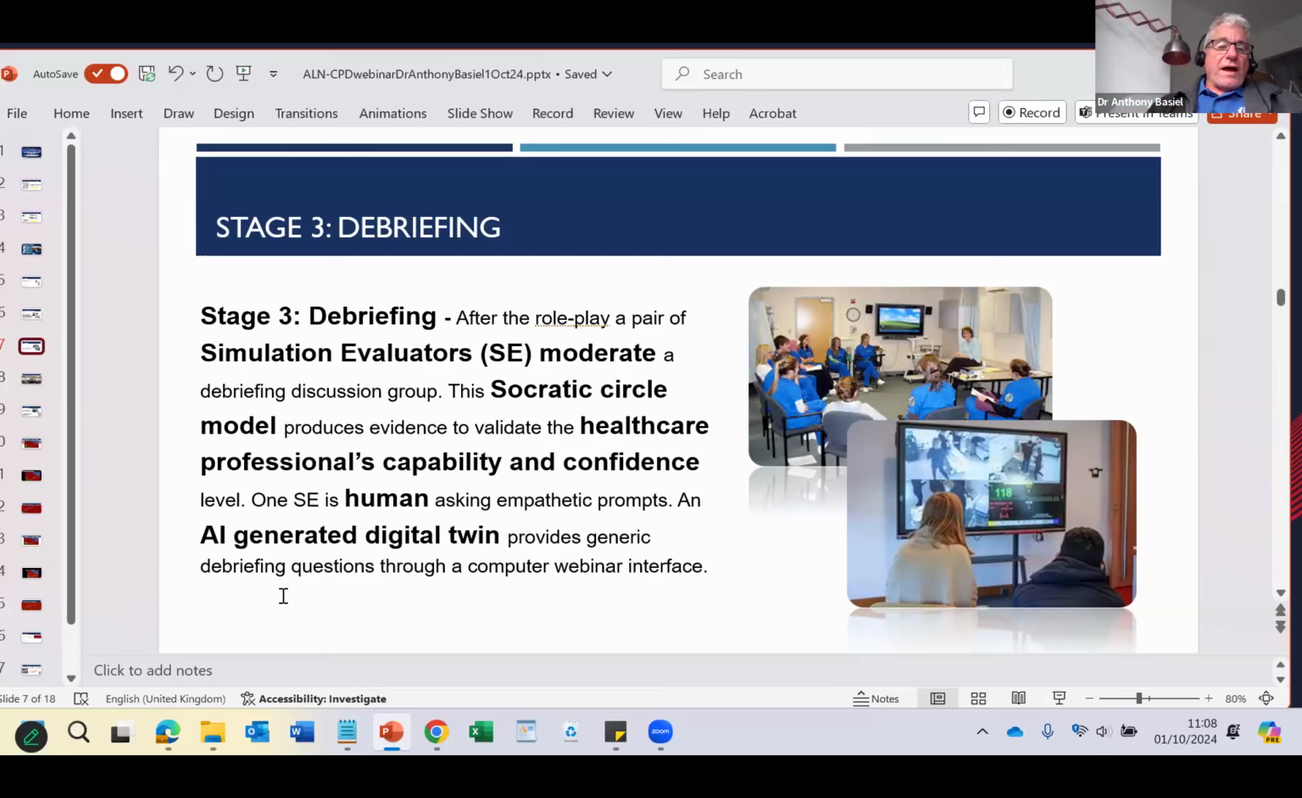And if you take a look at my website, abasiel.uk, you can see a lot of the research that I've been doing about virtual Socratic discussion circles and using augmented reality for a 360 image. In this case, we can also use artificial intelligence in this type of scenario. So an ideal debriefing is to have not just one person, but a couple of people involved.